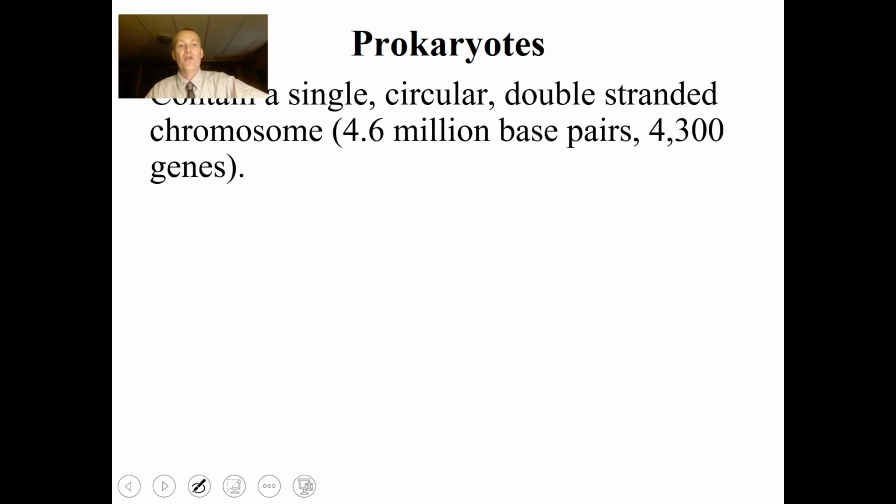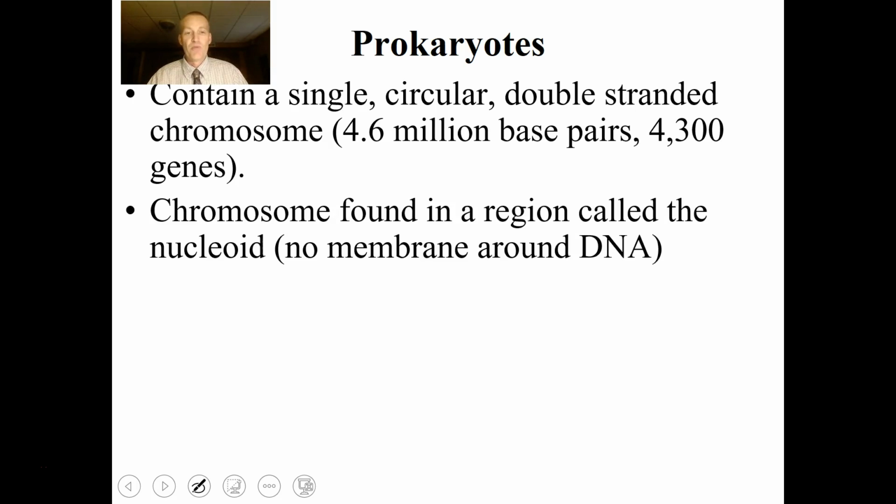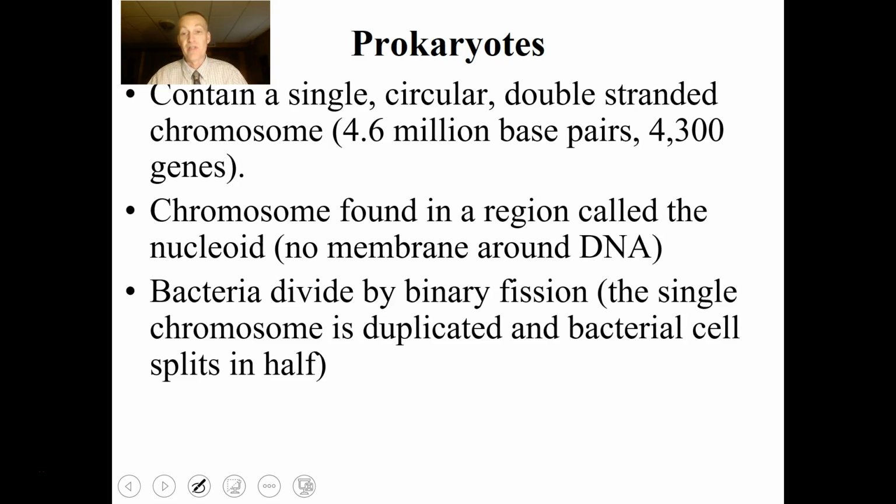So prokaryotes do contain a single circular double-stranded chromosome. It has about 4.6 million base pairs, or 4,300 genes, generally speaking. Double-stranded means it has two pieces of DNA making up the double helix. Chromosomes are found in the region called the nucleoid, as we drew in just a second ago, and there is no membrane around the DNA. So there is no nucleus, there's only the nucleoid.